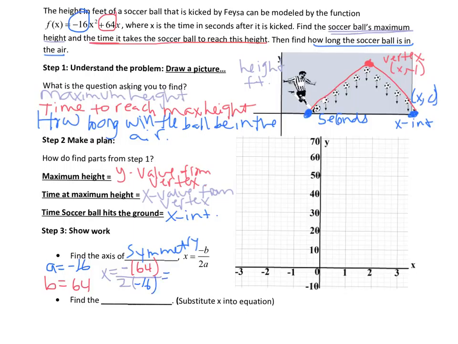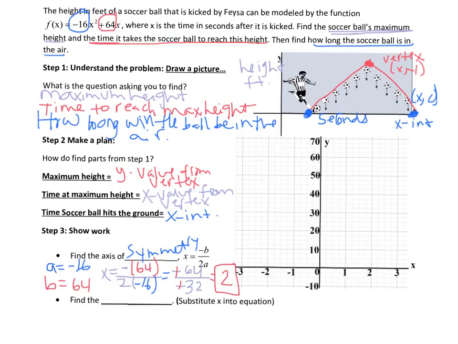So if we simplify this, we'll get negative 64 over negative 32. And as you can see, we have a negative in the top and a negative in the bottom. That will cancel to be a positive. And 64 divided by 32 just gives us a positive 2. So our axis of symmetry will be at x equals 2.